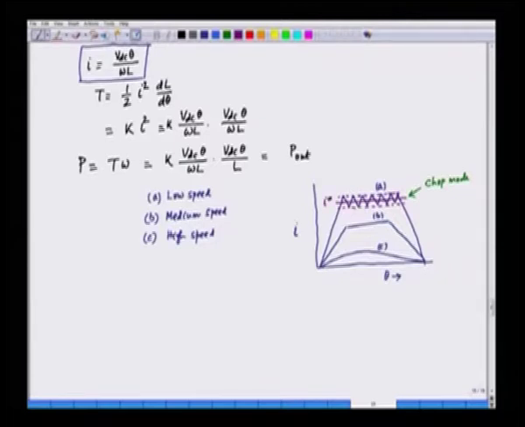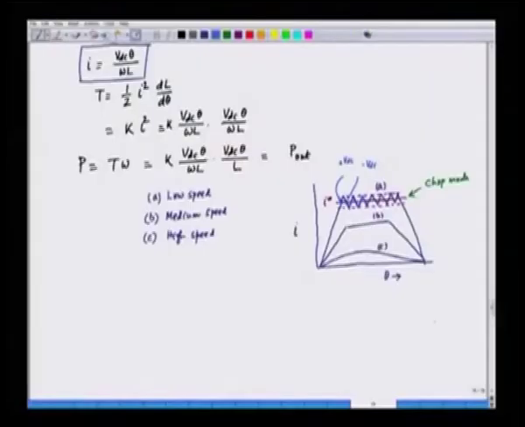So, we can define an upper band and a lower band, and we can switch the voltage in such a way that the current stays within the band. So, this is how the current is controlled, and for the rate of rise to be positive we apply plus VDC, and when we apply minus VDC the voltage is negative and the current decreases. So, we alternately switch on plus VDC and minus VDC so that the current stays within the band, and this is called chop mode, because we are chopping the applied voltage high and low, high and low.